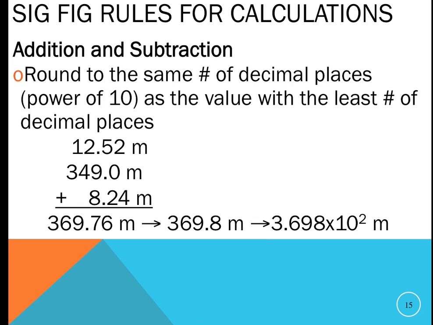So our first value, 12.52, has 2 decimal places, 349.0 has 1, and 8.24 has 2 decimal places. So we can add those up and we get our answer. And we're limited to only 1 decimal place. So that value tells us we should only have 369.8 meters, because following that 7 is a 6, and it causes us to round up. And with a large number, we can use scientific notation, so that is shown following that.